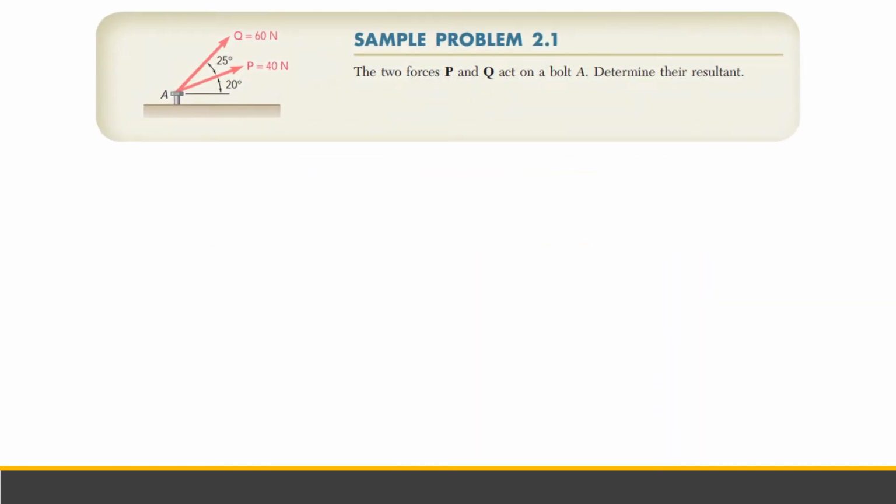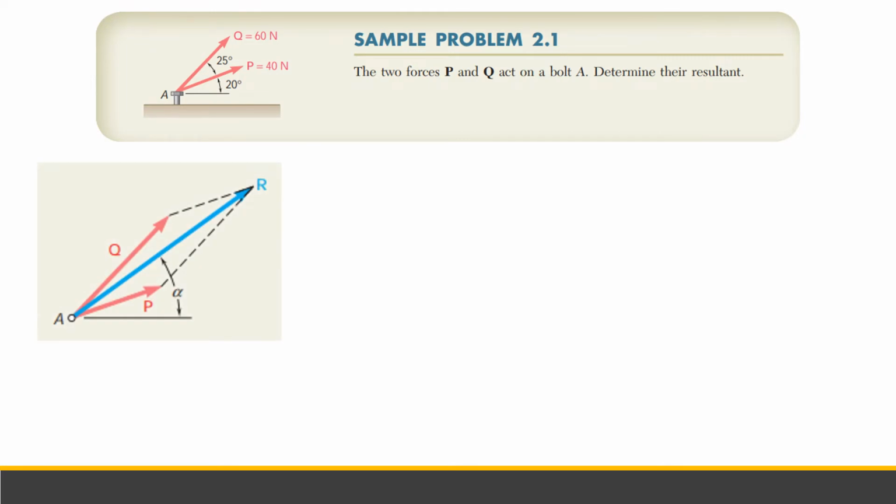So the two forces P and Q act on bolt A. Determine the resultant of these forces. Applying the parallelogram law, the force passing through A is the resultant with an angle alpha with respect to the horizontal, or our x-axis. Then, since we only have two forces, we can use the triangle rule in solving the resultant.